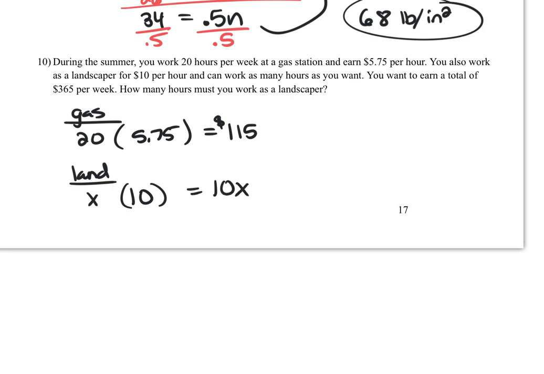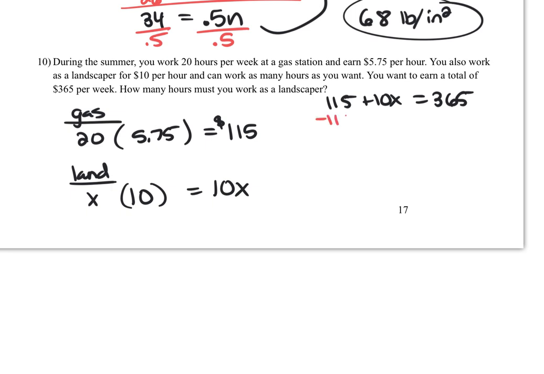Now, if I want to make $365 in total, what do I do with those two? Not multiply them. Divide. Add them. You're totaling. You have to find the sum. So we're going to add them. So we do 115 plus 10X equals 365. That's what they want. They want all your money to add up to 365. Okay? Now we can start solving. What do we do first?